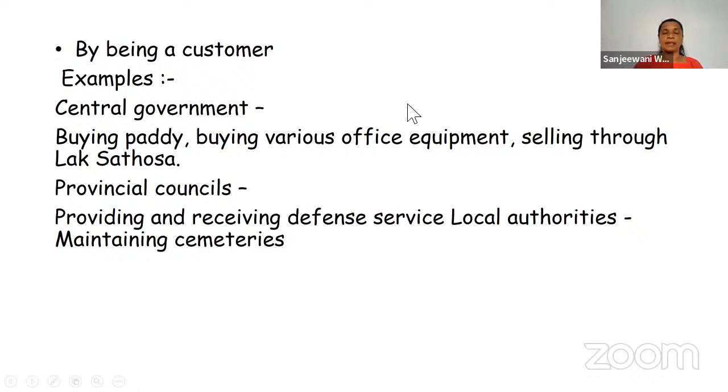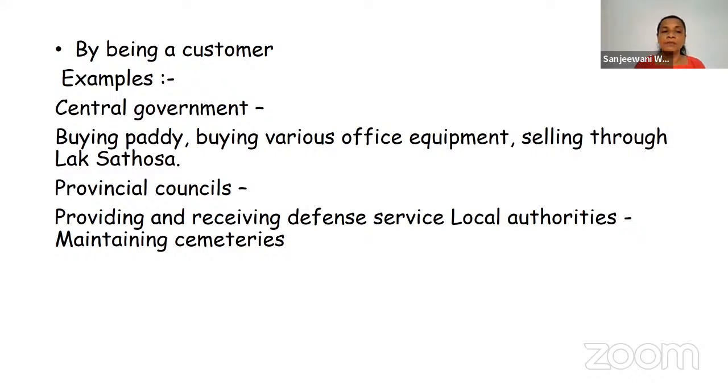By being a customer. How can the government be a customer, children? Now see, if you take the central government, they can buy paddy. So when they are cultivating paddy, the government can buy paddy, right? So they can buy paddy from various sellers, or else they can buy various office equipment, right? Then after buying paddy, in the previous example, they can sell through Sathosa. That's how the government as a customer can help the business.